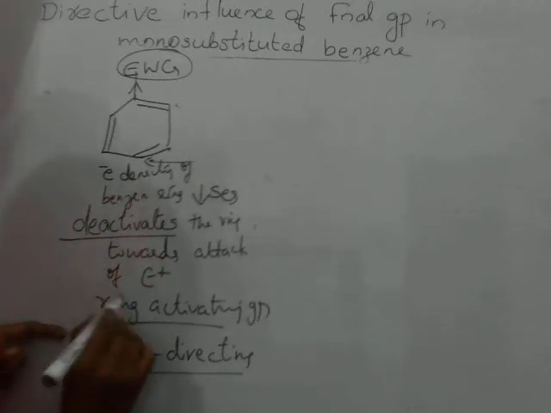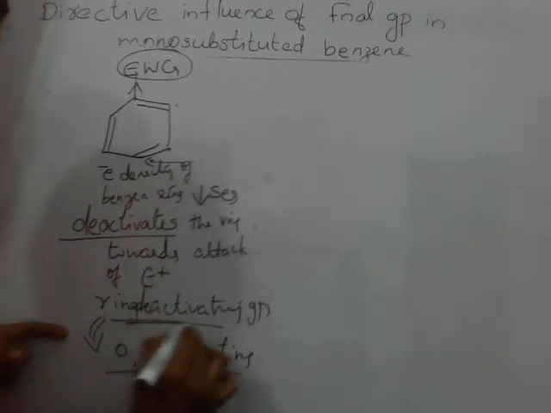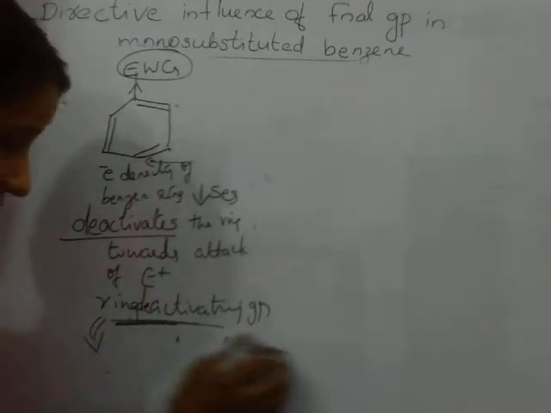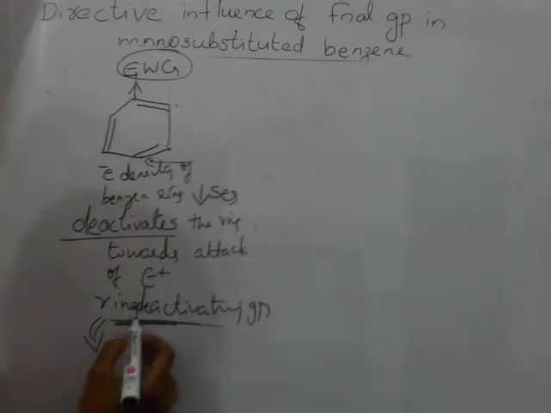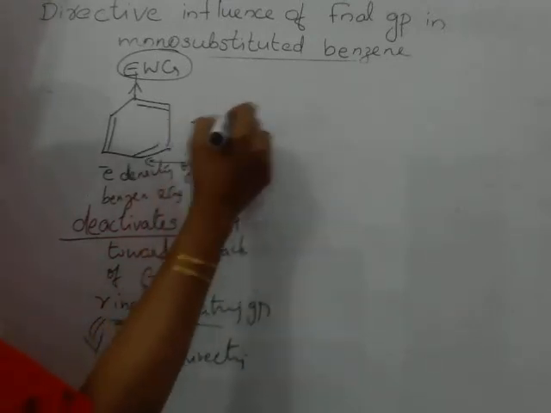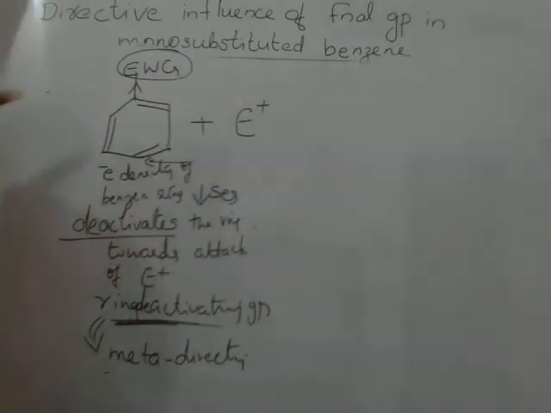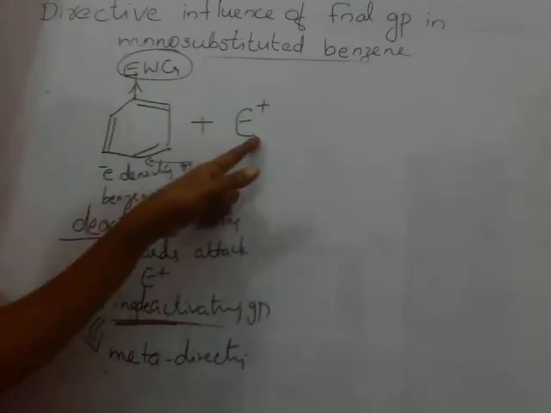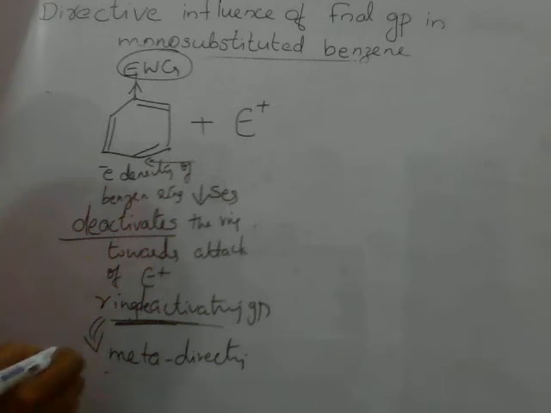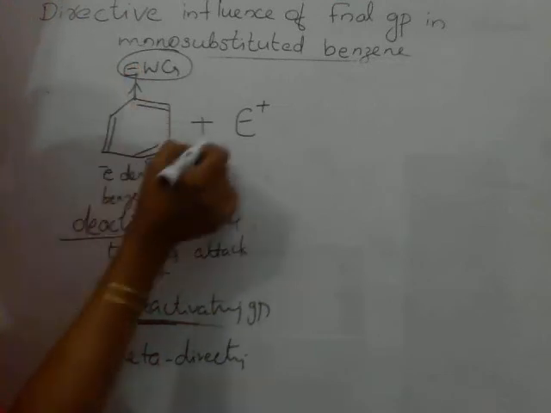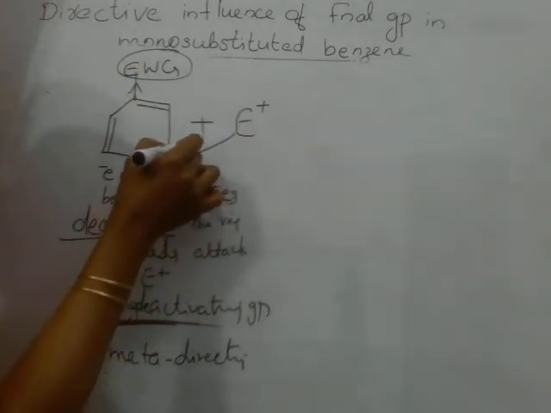Such groups are called ring deactivating groups. These deactivating groups are found to be meta-directing. The electrophilic attack is difficult to occur because this group is a ring deactivating group, the electron density of the benzene ring is reduced, hence the attack of electrophile is difficult here. And if the electrophilic reaction takes place, what happens? This group will direct this electrophile towards the meta position.